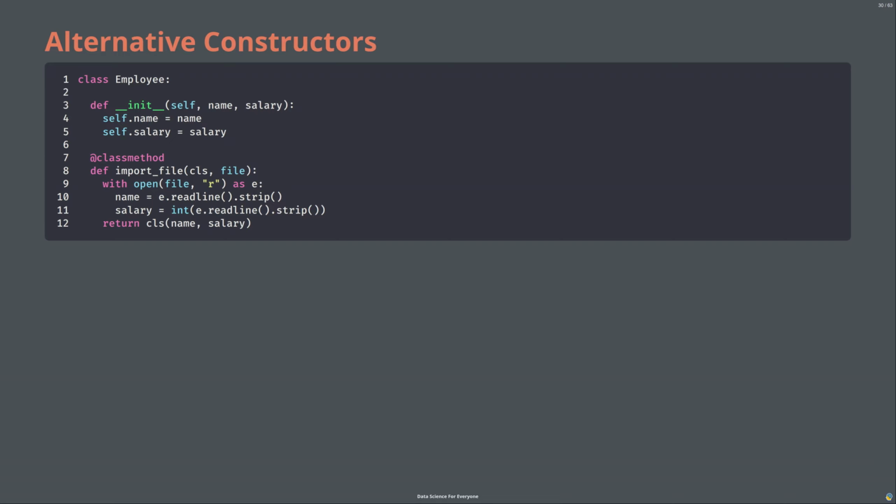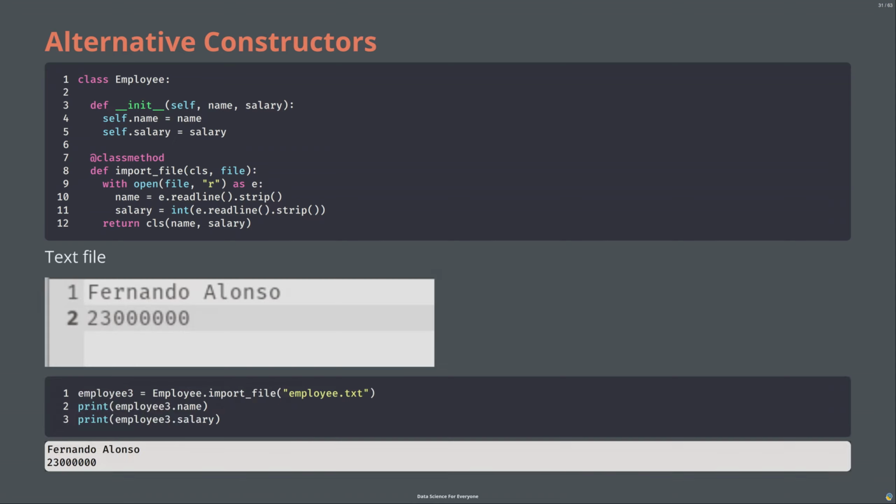This method reads the file, where the first line contains the employee name and the second line their salary, and then returns a new employee object. In the return statement, we use the CLS variable, which refers to the class itself. This means it calls the init constructor just like writing employee outside the class would. Then we call employee.importFile by using the class.method syntax, which will create an employee object without explicitly calling the constructor. The file only contains the name and the salary, so these values are assigned to the employee object's attributes.